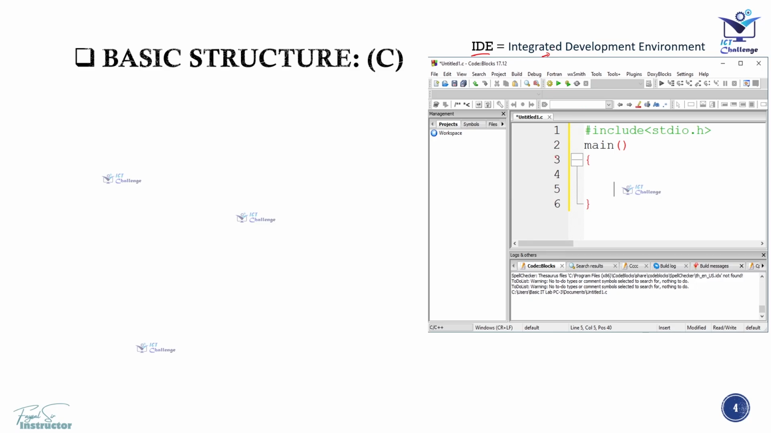Now the IDE we use is Code::Blocks. You can use many kinds of IDE like Turbo C or Code::Blocks or Sublime or VS Code or anything, whatever you want. So here we use Code::Blocks. Inside of this Code::Blocks, we write these kinds of programs.